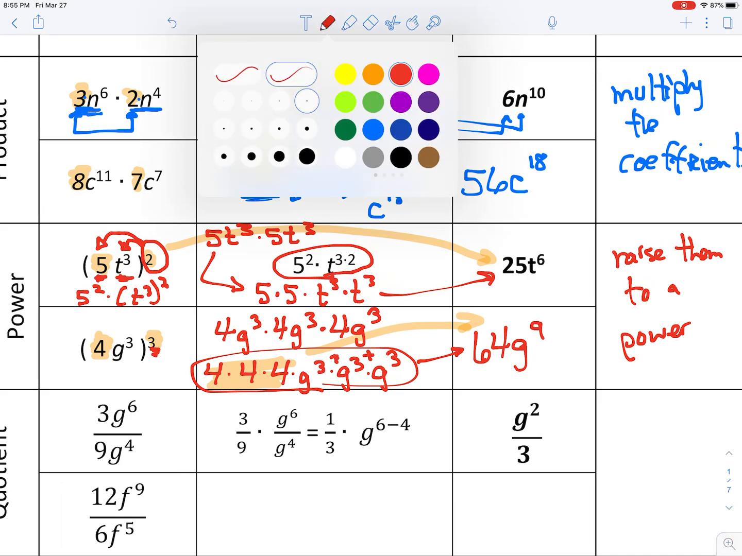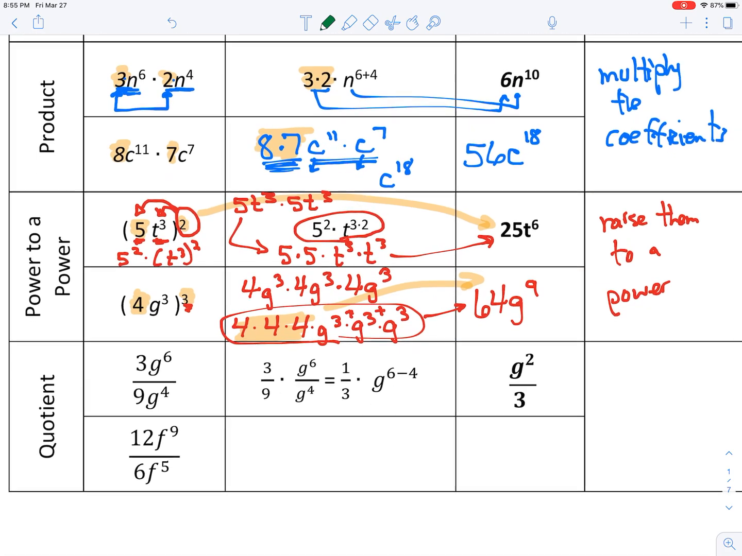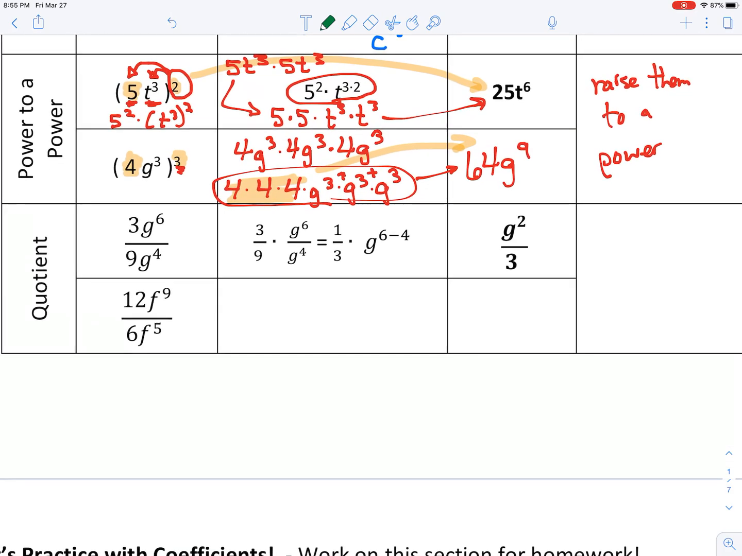All right, how about green? Quotient. Quotient is a fancy word for saying dividing. And we kind of have to operate separately on these. 3g to the 6th over 9g to the 4th. We say them all together, they're 3g to the 6th. But my suggestion is, because these are being multiplied and they're under one division sign, because of the rules of division, you can separate them into the coefficients as a quotient and the variables as a quotient, and just treat them separately.